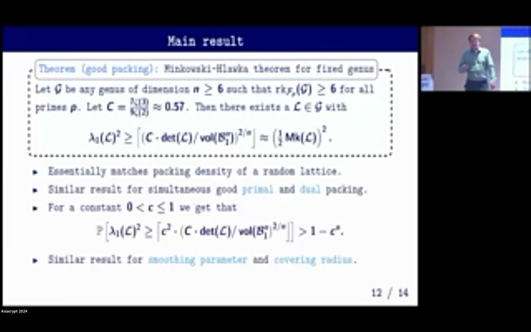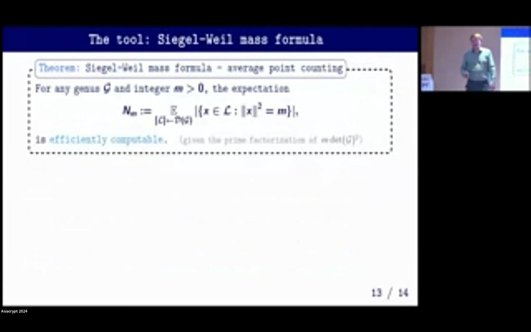And we can get similar results for the smoothing parameter of a lattice, which I haven't defined, and also for getting good lattices that have a good covering radius. So this is the result, but let's look at the proof of it. I won't go into all the details, but what we've seen before is that we needed some kind of way to count the average number of points in this ball. And we would like to do the same over a genus.